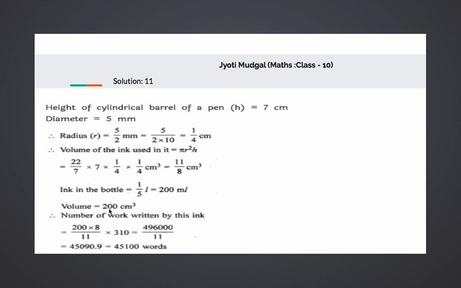How am I getting 200 centimeter cube? Because 1/5 of a liter, and 1 liter is 1000 milliliters. So multiply this by 1000: 1/5 into 1000 comes out 200 milliliter or 200 centimeter cube. Okay. This was question number 11, students, right?